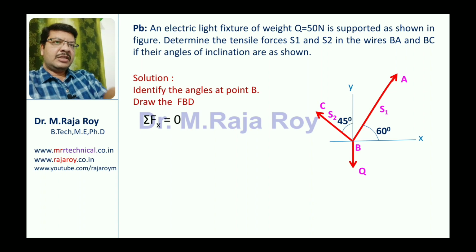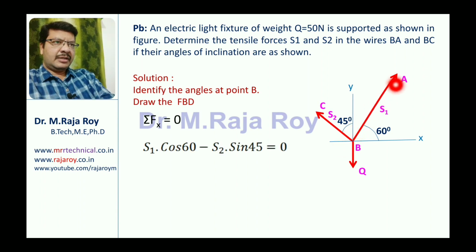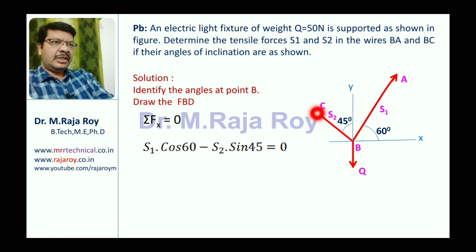Now take sigma Fx equal to 0. This is in the equilibrium condition, that's why you have to take sigma Fx equal to 0. Now observe here, this cos component S1 cos 60 will be along x-axis. So that is S1 cos 60, that is positive x. If you observe the S2, this is making 45 degrees with respect to y-axis, not with respect to x-axis. That's why here S2 sin 45 will be along the x-axis in the negative direction.